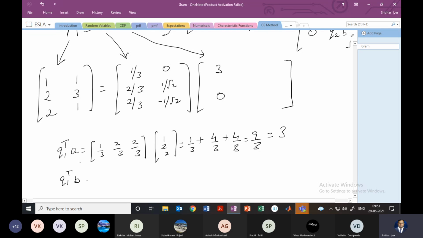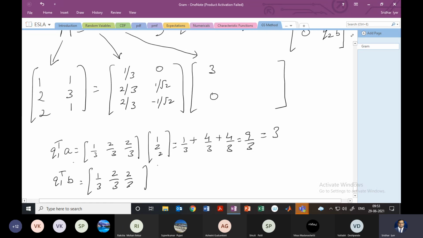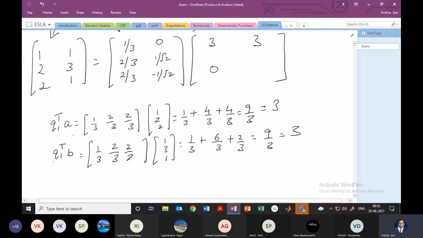Okay, Q1 transpose B. Let's see, Q1 transpose B. So this will be 1 by 3, 2 by 3, 2 by 3, and B is 1, 3, and 1. So we get 1 by 3 plus 6 by 3 plus 2 by 3, 9 by 3 again. So we get 3 again. So we'll get 3 here. Are you getting that, anyone? Yes, sir.